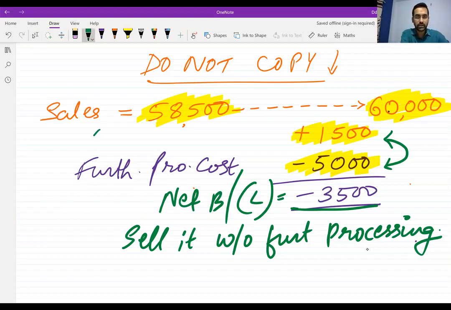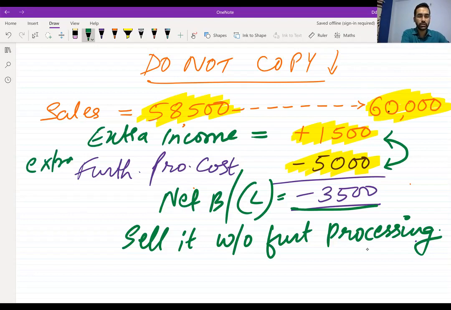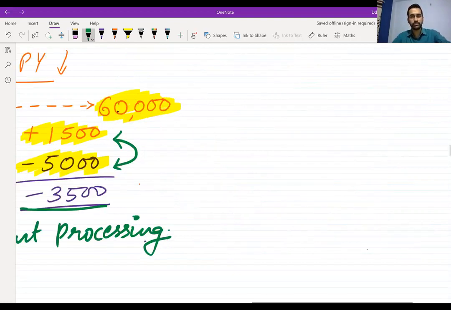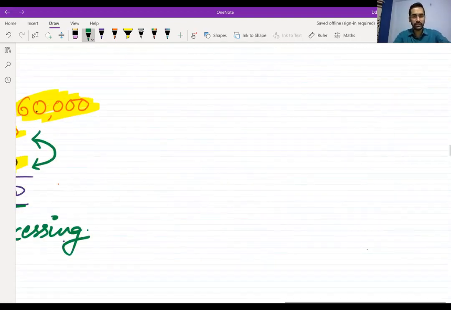This is extra revenue. I can write in general words as extra income. What is 5000? This is my extra cost. Now, in cost accounting terms or in economics terminology, they call it incremental income versus incremental cost. I will quickly take another small example to make this concept easier.